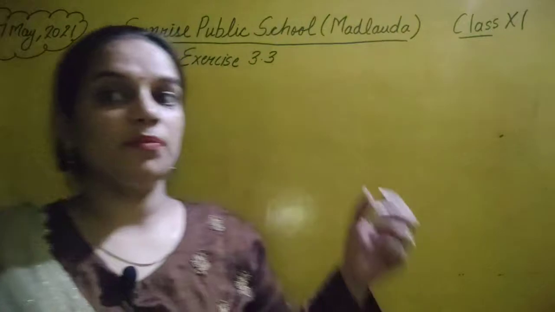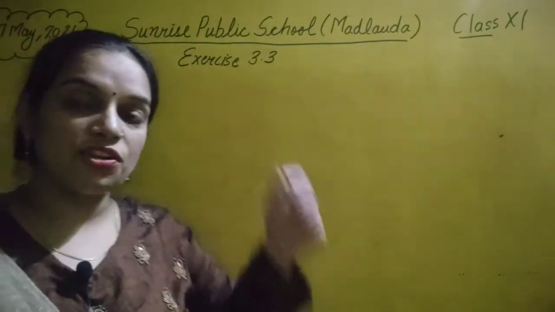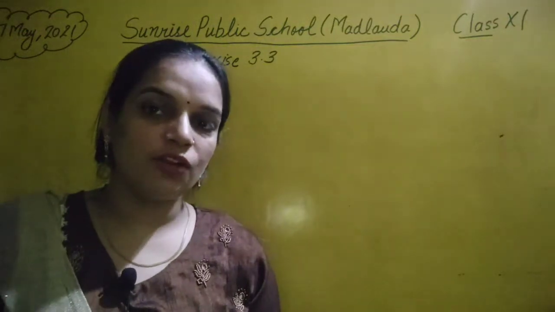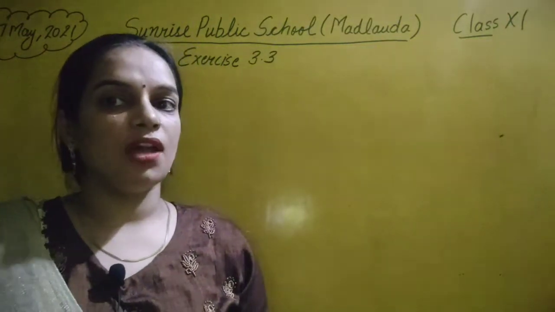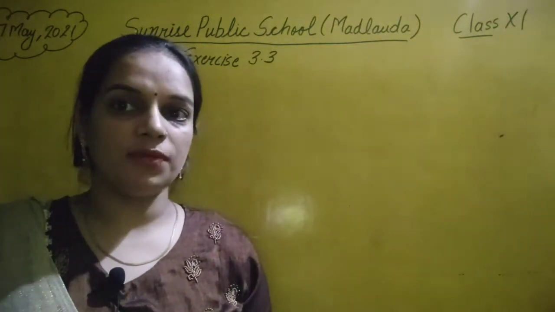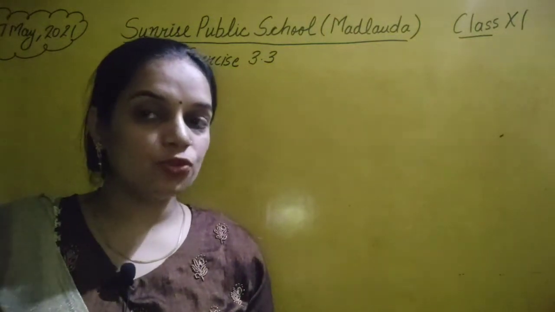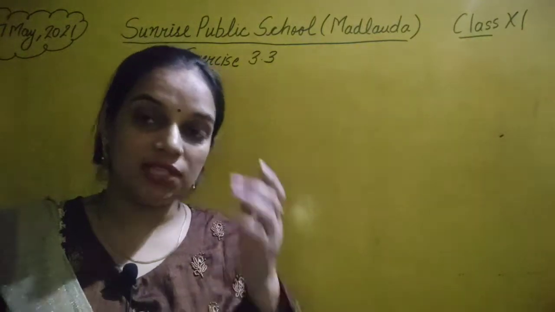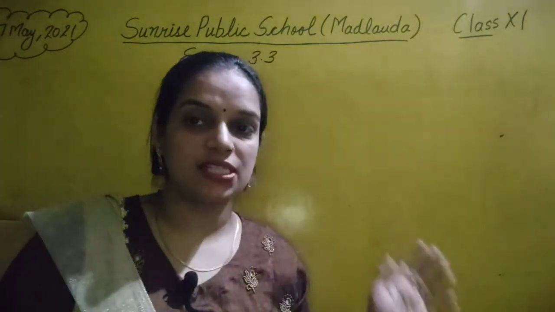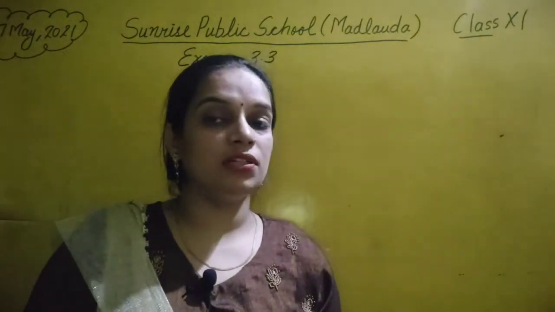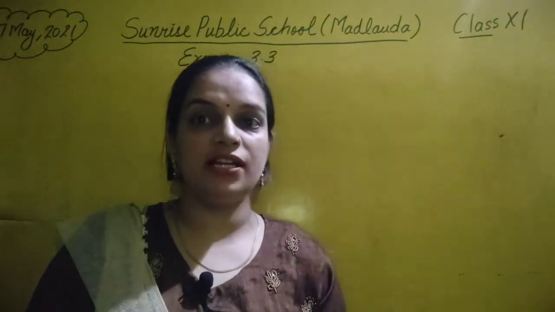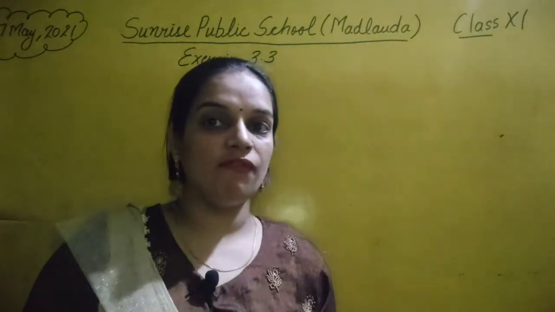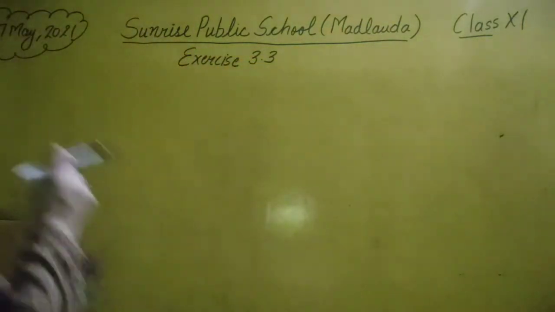We were discussing exercise 3.3 of chapter 3, named trigonometric functions. Now we will continue our topic. अब तक हम कुछ आइडेंटिटीज डिस्कस कर चुके हैं and on the basis of that we have discussed 5 or 6 questions of this exercise. Now we will discuss some more identities, and according to all these identities we will do our next questions.